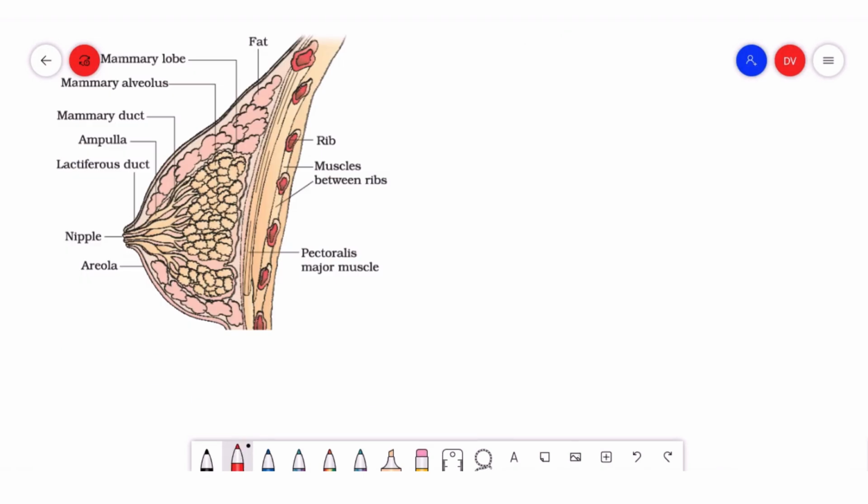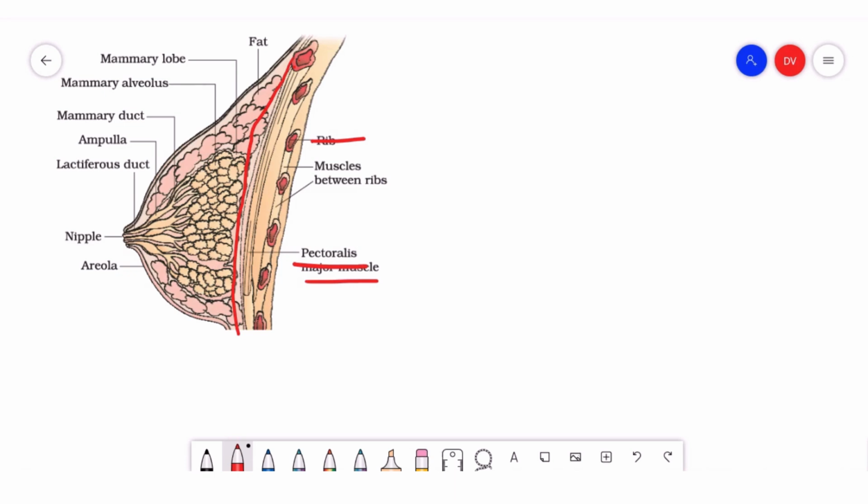So get this picture. This is the back side where you can see the ribs. You can see the rib bones there, and just in front of the rib bone, you can see a layer of muscle. That is the pectoralis major muscle. Pectoralis major and the rib bones, and you can also see the intercostal muscles in between the ribs. Alright, now let us come to the major part.